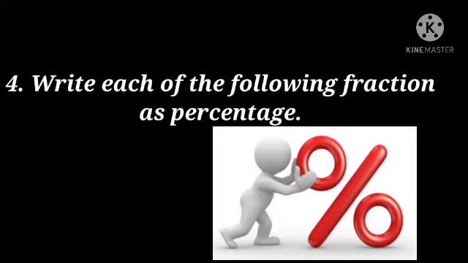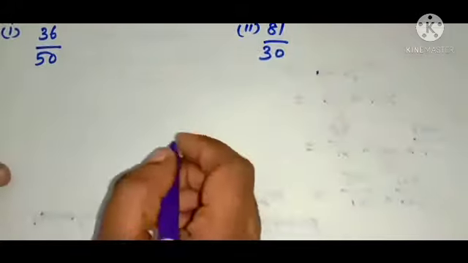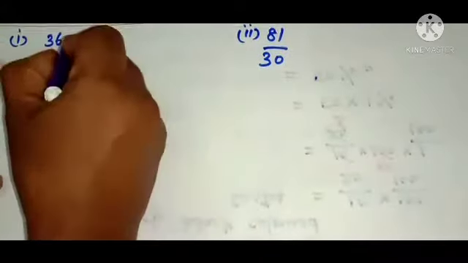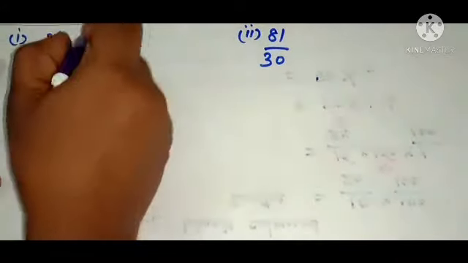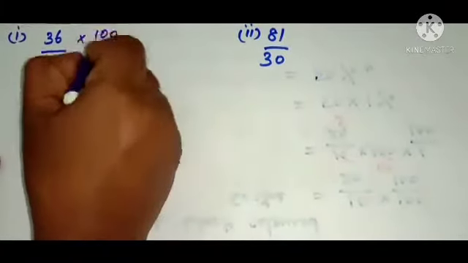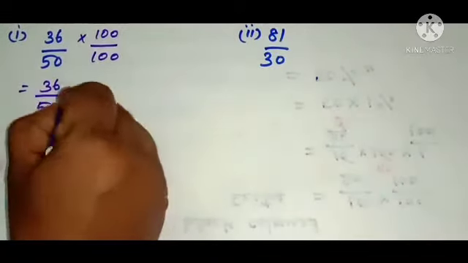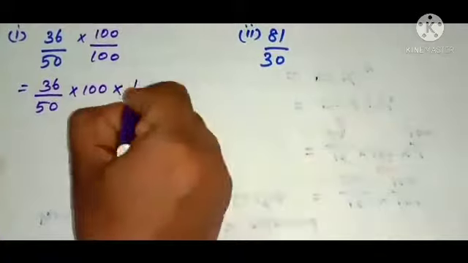Fourth problem, write each of the following fractions as percentage. Now let us convert the following fraction as percentage. So children, let us convert the given fraction into percentage. So what we have to do? Yes, we have to multiply and divide by 100. So 36 by 50 into 100 into 1 by 100.